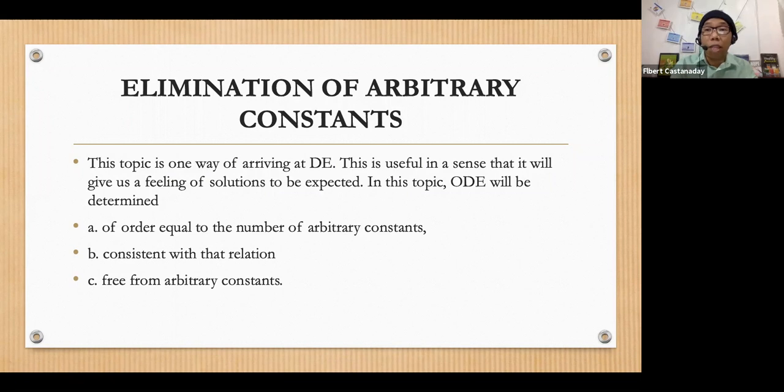That's why we are to eliminate the arbitrary constants. Once, after differentiating the given function the required number of times, we see that there are still arbitrary constants in the DE, then we should use some techniques or methods to eliminate the arbitrary constants. So that's the idea here, how to arrive at its differential equation. Let's have some examples.